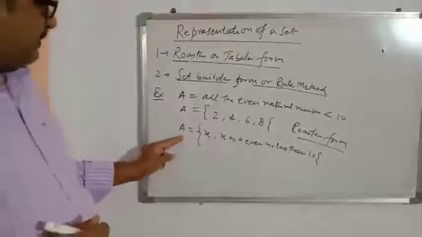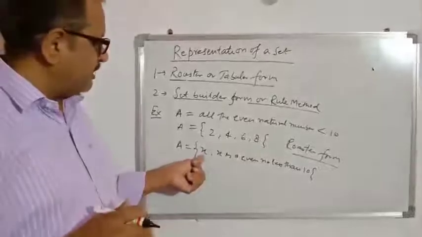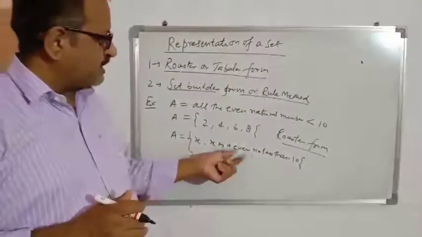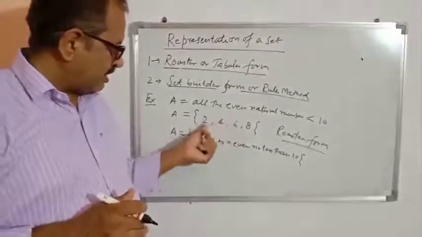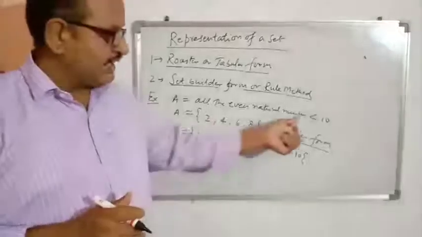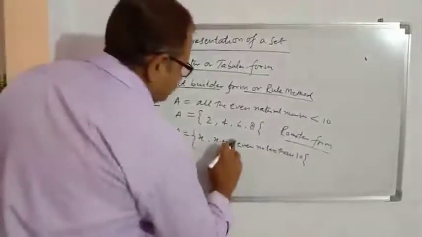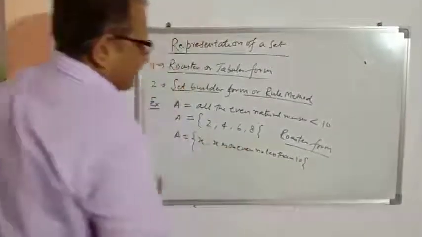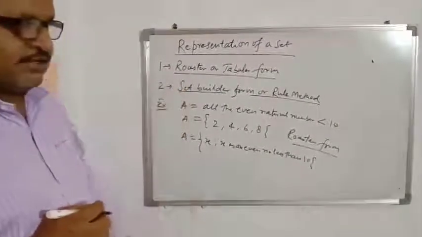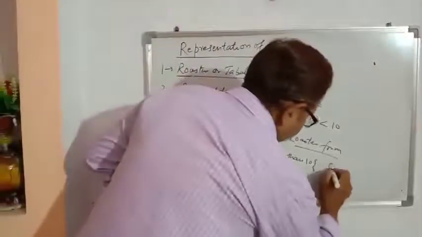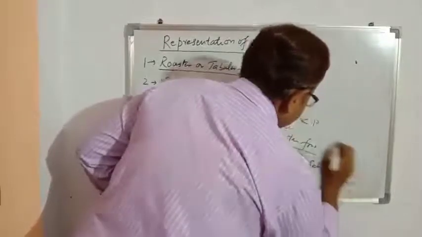What we have to write? In set builder form, we will use a variable x, you can use y, z, any variable, such that x represents the common property of all the elements. So what is the common property? Common property is that all these numbers are even numbers less than 10. So we have to mention here x is an even number less than 10. So I have taken one example to explain roster form and set builder form. This is a set builder form.